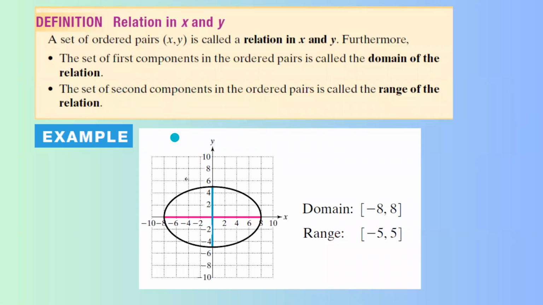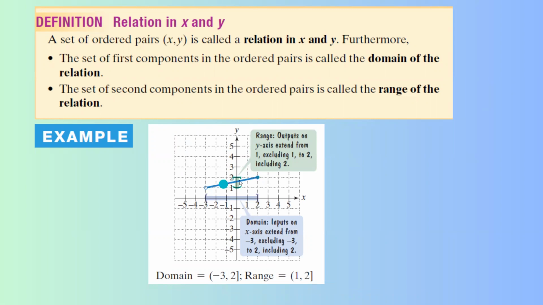Let's take a look at this relation here. This relation is not a function. It doesn't pass the vertical line test. The domain of this relation starts at -8 and stops at 8. So the domain is the closed interval, -8 to 8. The range is between -5 and 5. All of these numbers are included in the range, so we have to use a closed interval.